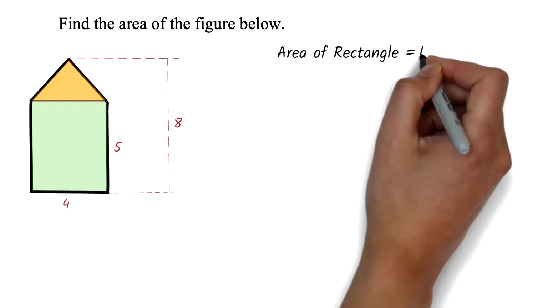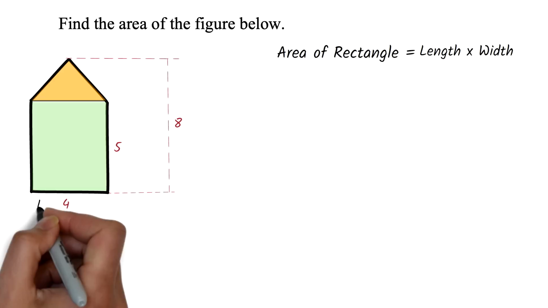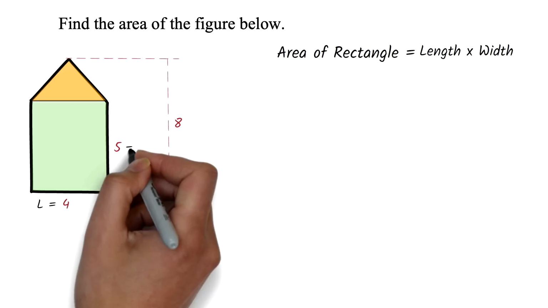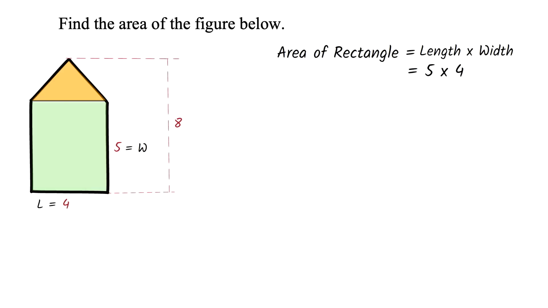The area of a rectangle is given as the length times the width. Please note that all needed formulas are given on the GED, so no need to memorize. The length of the rectangle is 4, and the width is 5. Inserting the values, we have 4 times 5, which gives us 20.